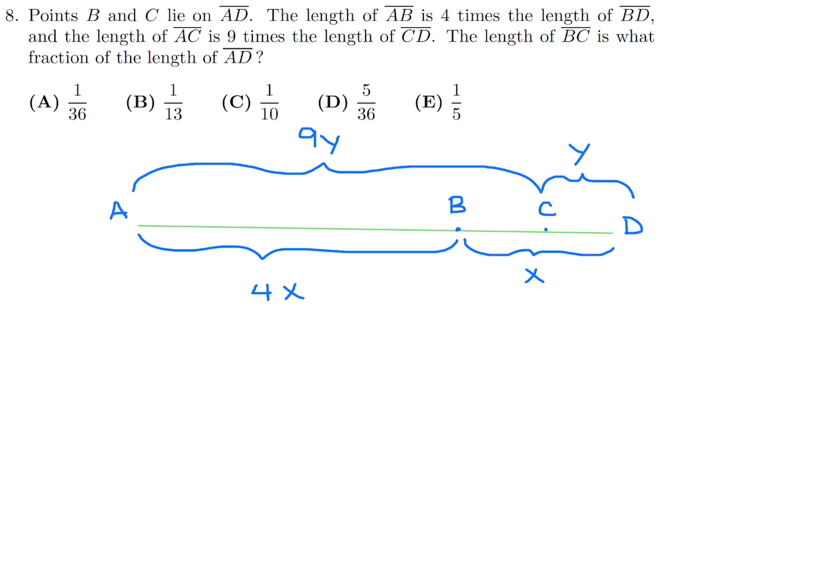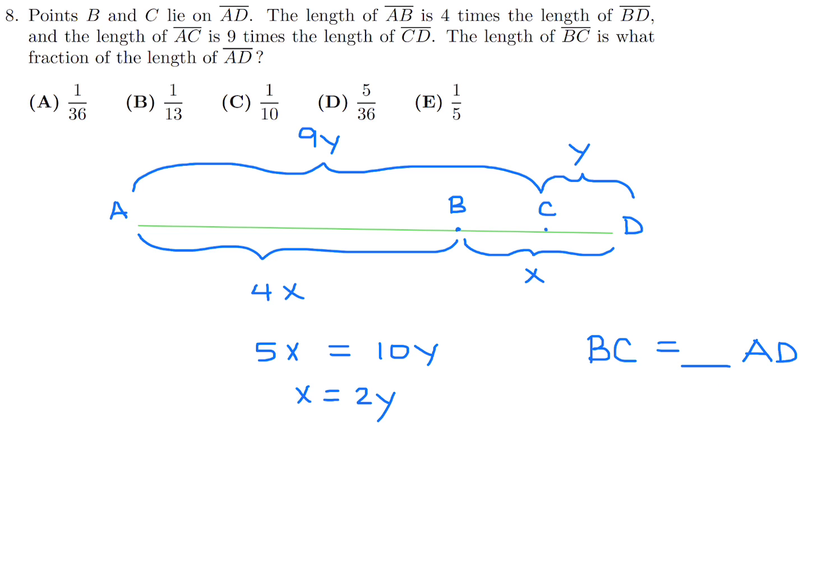All right? So the first thing is that AD is represented by 5x, but it's also represented by 10y. So solving this, x is equal to 2y. And then we want a comparison between the length of BC to the length of AD. There's going to be some sort of a fraction there. That's going to go right there.